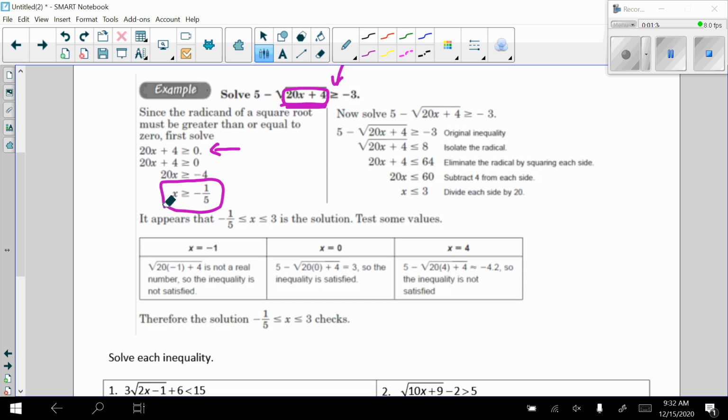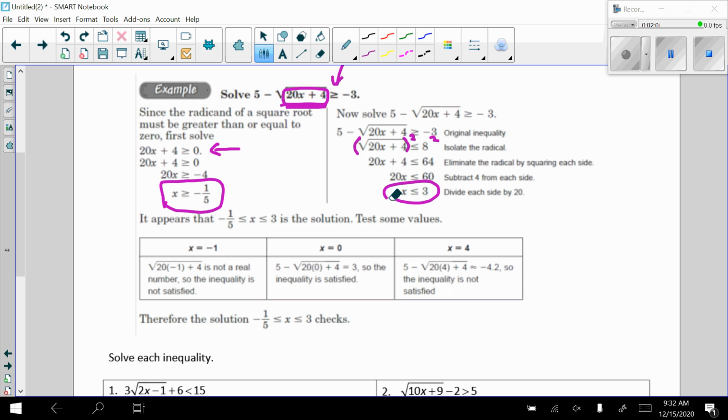Now that we know that, we're going to go ahead and solve. So we solve the equation. Notice that we move the 5 over and then divide out. So it would have been -8. We divide out the negative, and then we square each side, and we get 20x plus 4 equals 64. Solve, solve, solve, and we get x is less than or equal to 3.